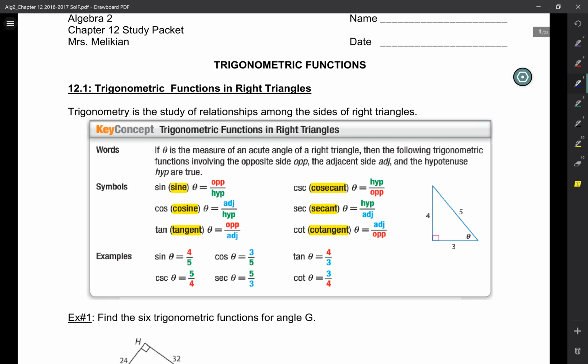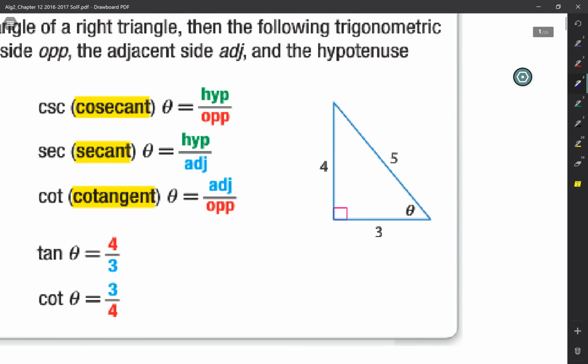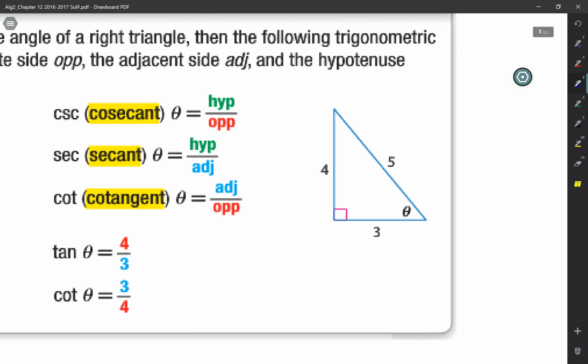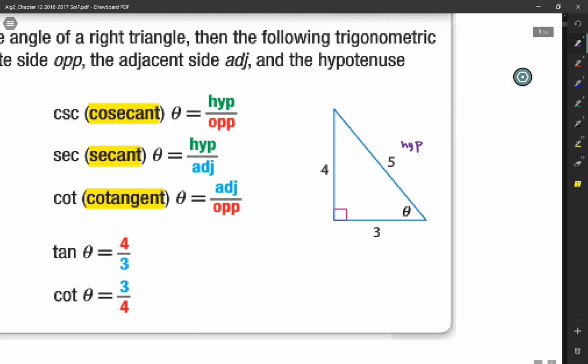So in talking about trig functions in right triangles, let's first take a look at a right triangle. So this is a right triangle. It's got three sides. We can immediately label the hypotenuse. Which one is the hypotenuse? 5. That's the hypotenuse. And I could orient this any which way. The hypotenuse is not going to change.